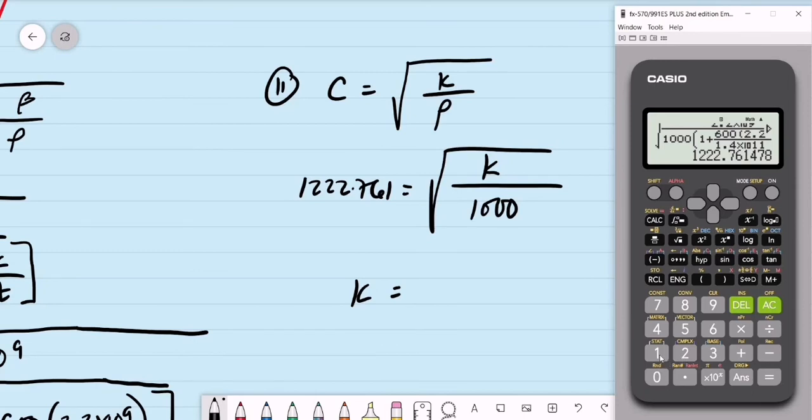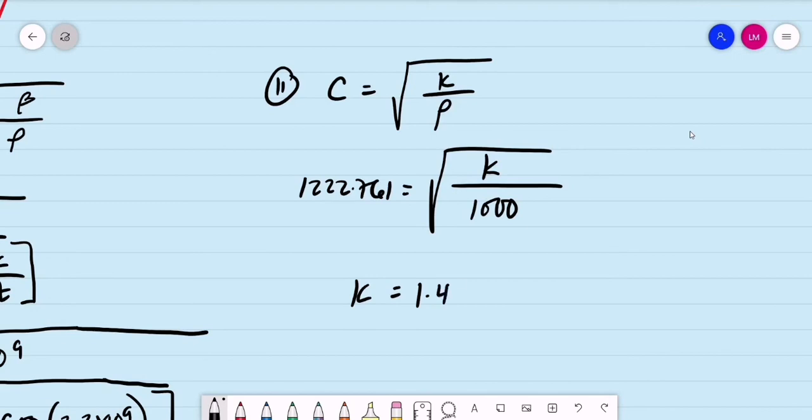So we have that as 1,222.761 squared times 1,000. Okay, so ilang digits ito? So we have 3, 6, 9. So yung lumabas is we have 1.495. This is times 10 raised to 9 Pascal.